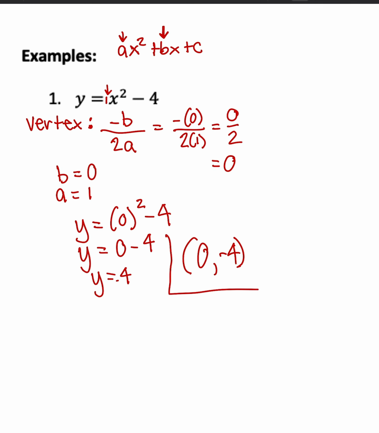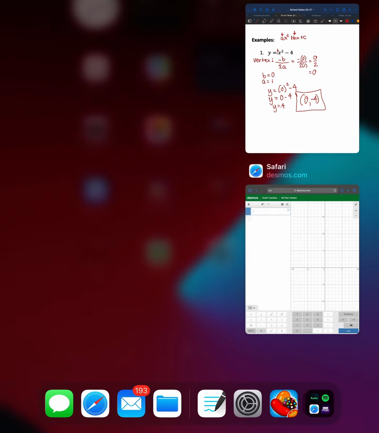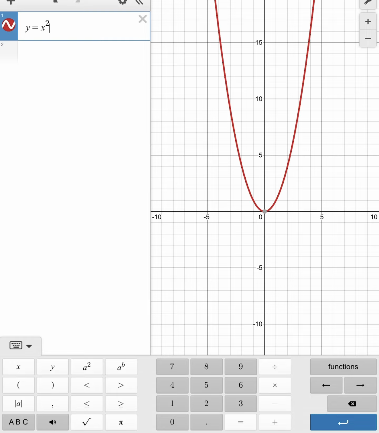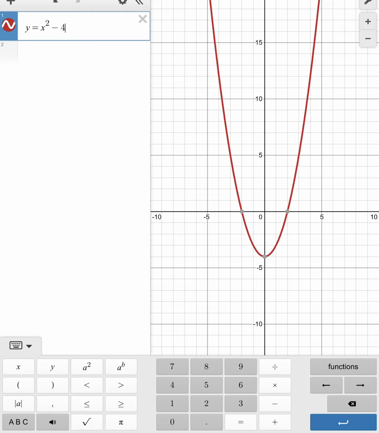Now we're going to take a look at what the graph looks like. So I'm going to use Desmos for this. You can use the handheld calculator or Desmos. So we're going to go ahead and plug in our equation. Y equals x squared minus 4. And looking at that equation, we have two places where it crosses the x-axis once we have it graphed.